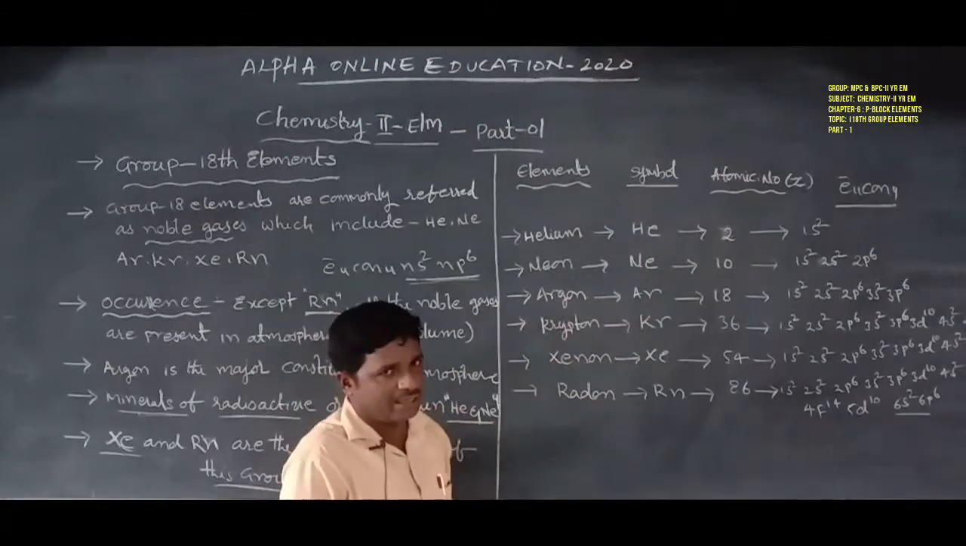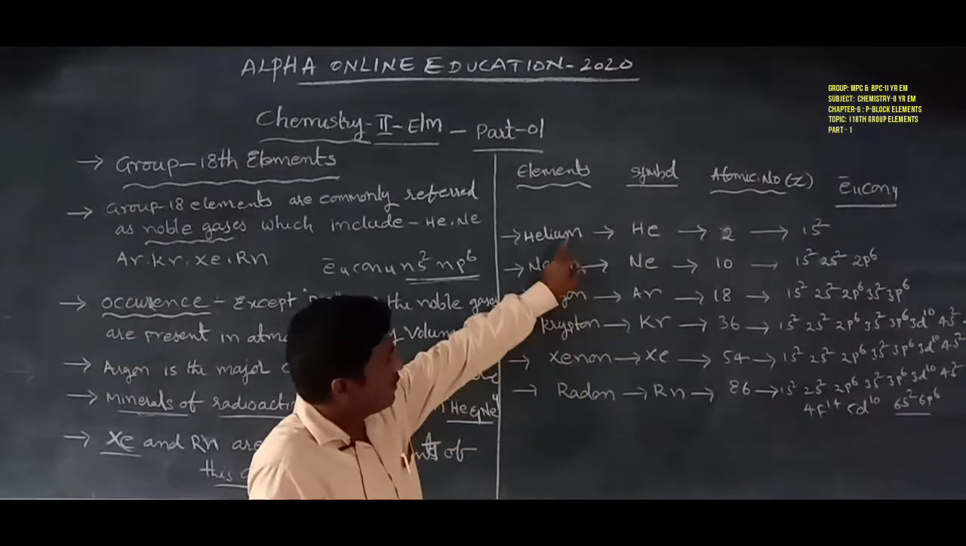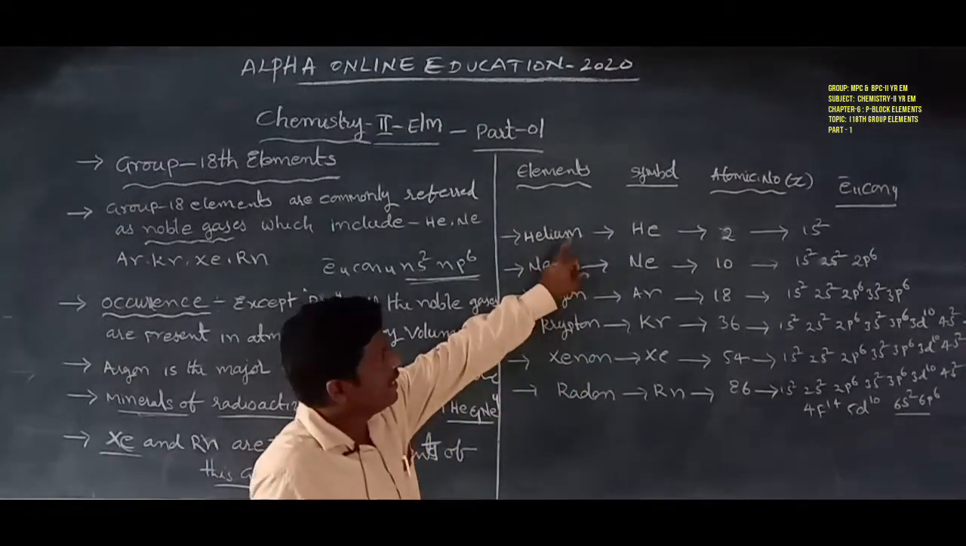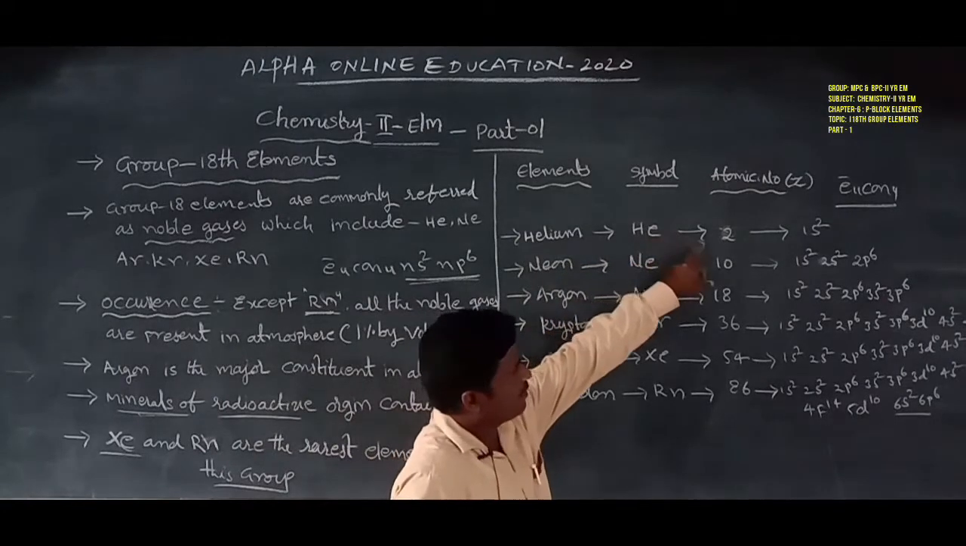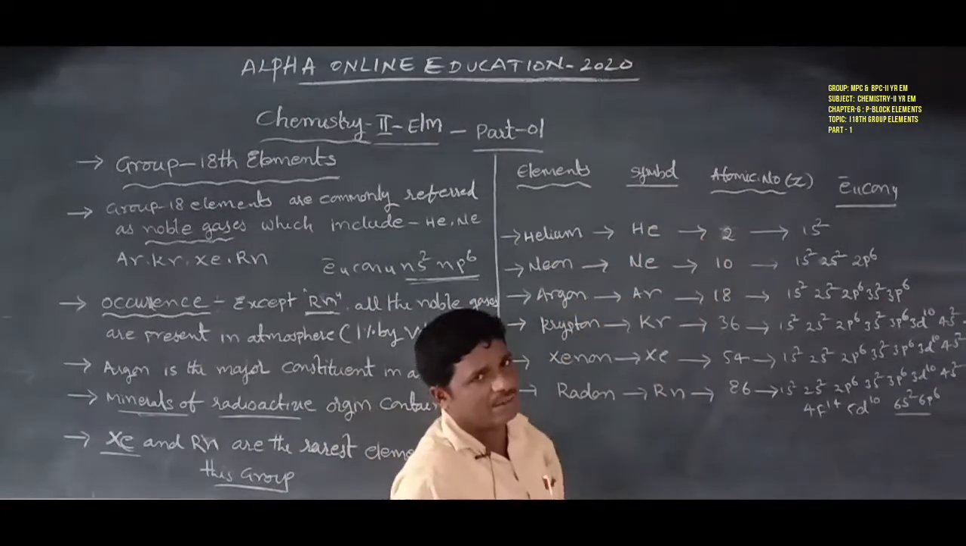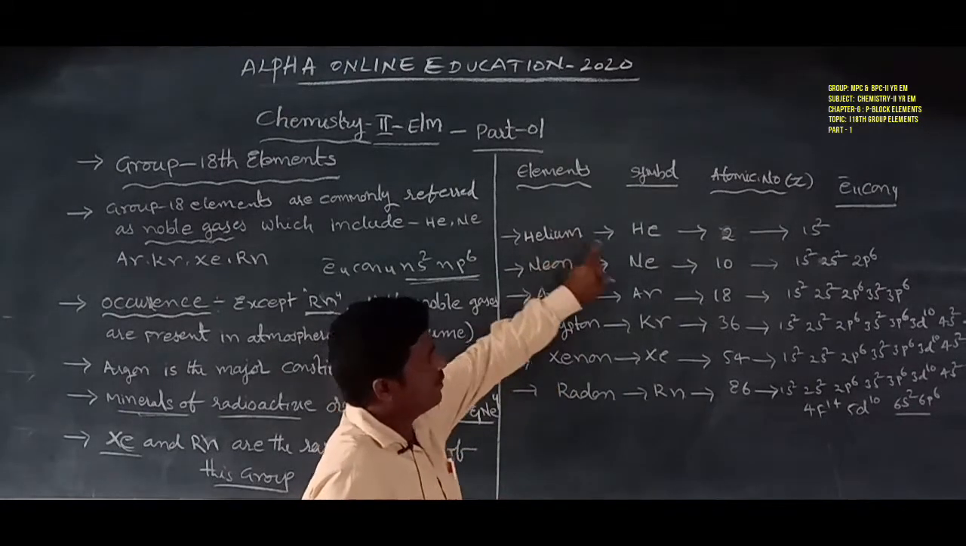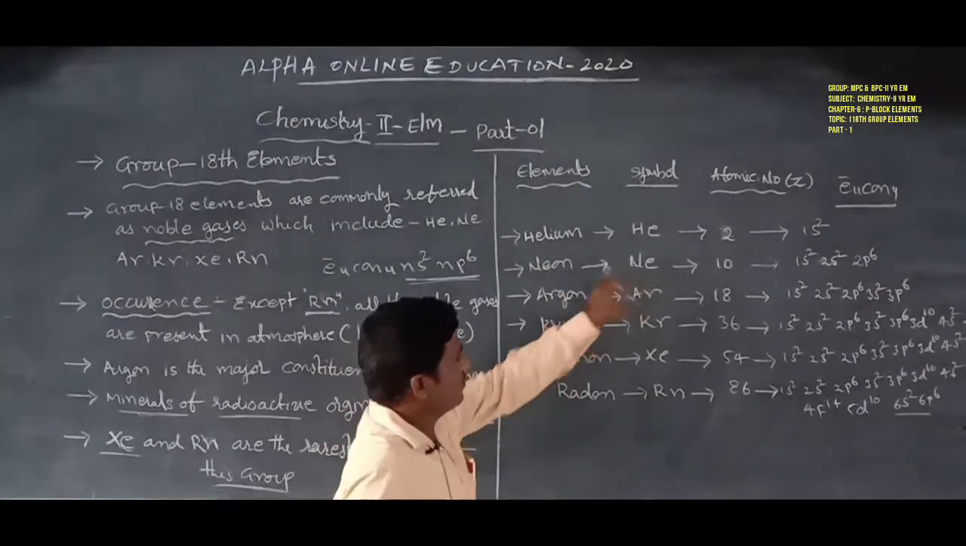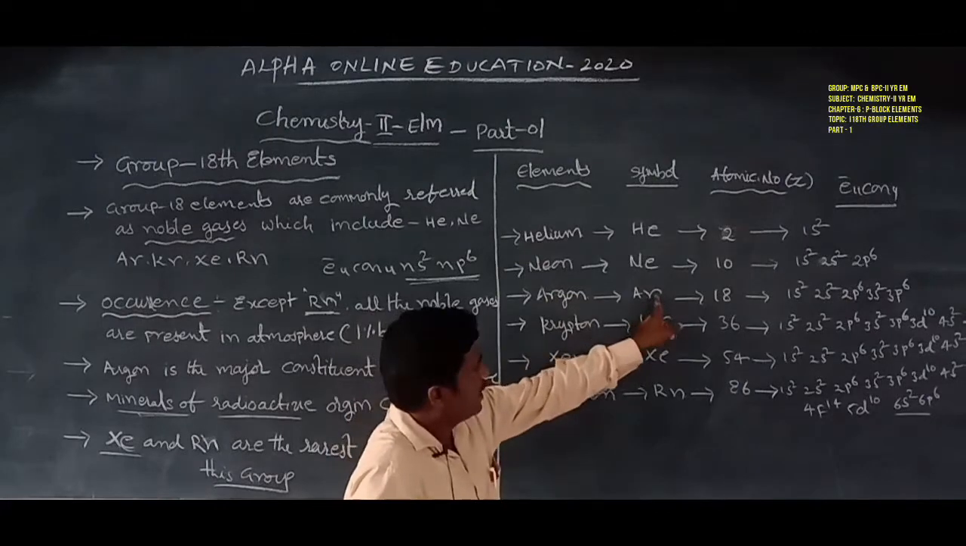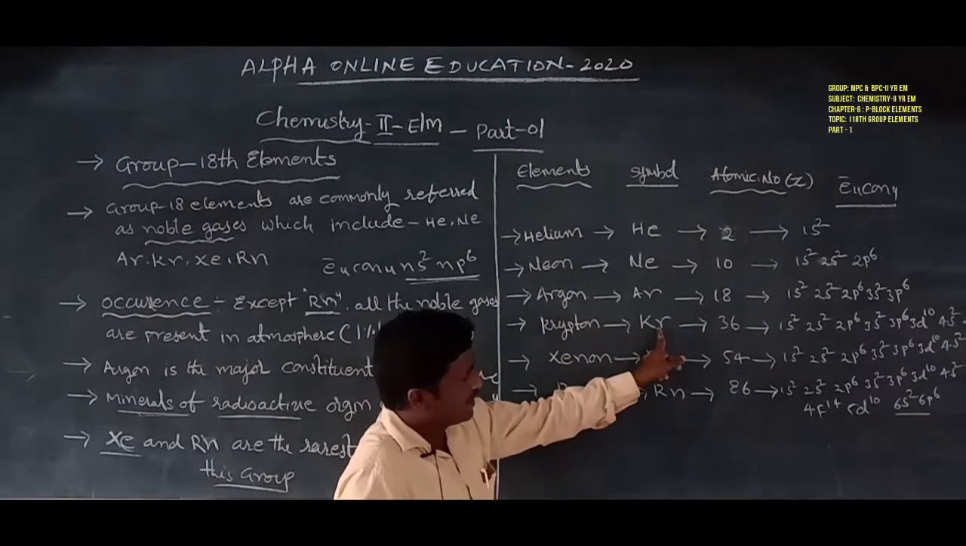Next, elements, symbol, atomic number and electron configuration. The first one, helium. Helium symbol is He, atomic number 2, electron configuration 1s2. Next, neon, symbol Ne. Argon, symbol Ar. Krypton, symbol Kr.